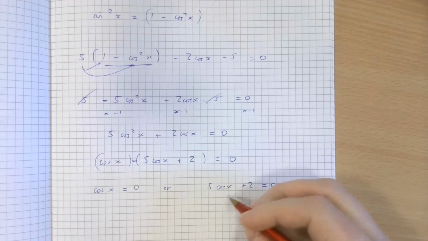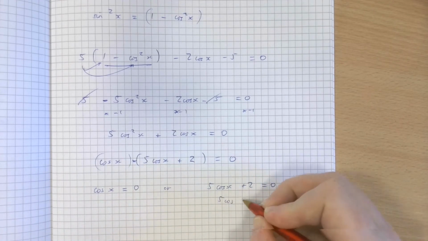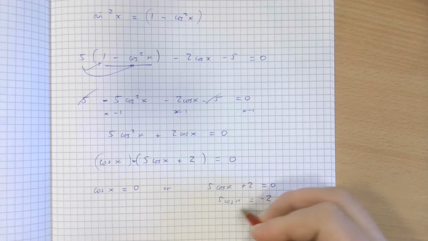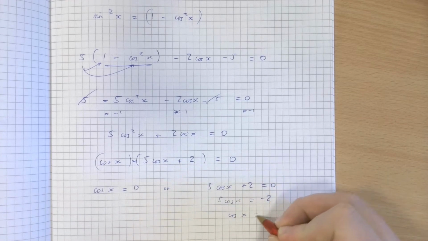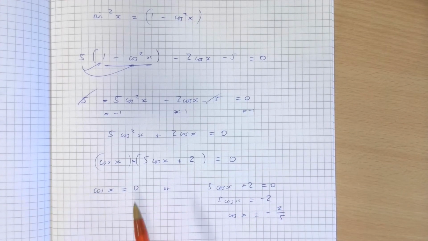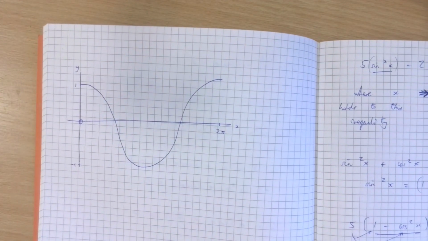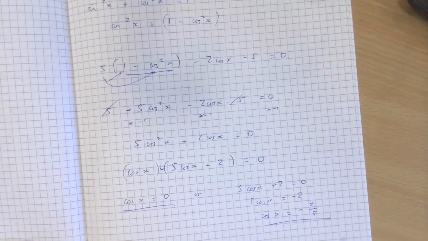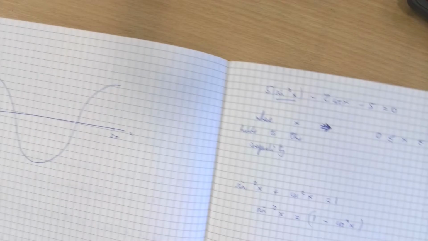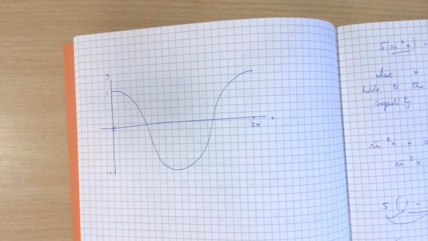I'll leave that as it is, but this can be rearranged. If I take away 2 from both sides, 5 cos of x equals minus 2. Therefore, cos of x equals minus 2 over 5. All right. At this point, now that I've got these two trig elements, I'm going to take a look at this graph. Because we're dealing with the cos functions down here, I've got to deal with the cos graph to make sense of this.